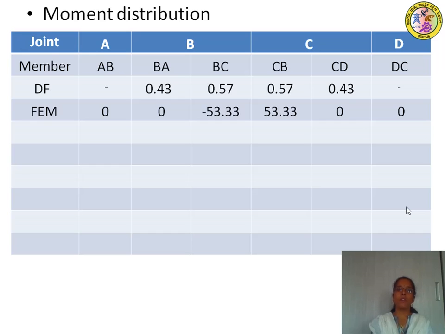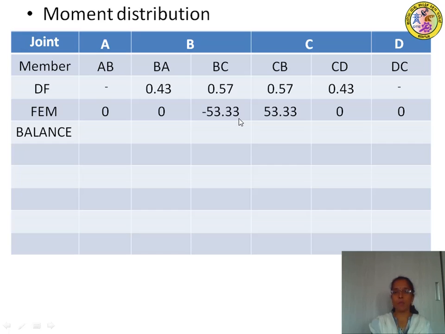Okay, so now if you look into the extreme supports or boundary conditions, both A and D are fixed. So no need to balance the extreme joints first because both ends are fixed. So straight away we can go for balancing the intermediate joints, that is B and C. Okay, so next step is to balance joints B and C. So joint B is imbalanced by the summation of fixed end moments at BA and BC. So 0 minus 53.33 is equal to minus 53.33. So the imbalancing moment at joint B is minus 53.33.